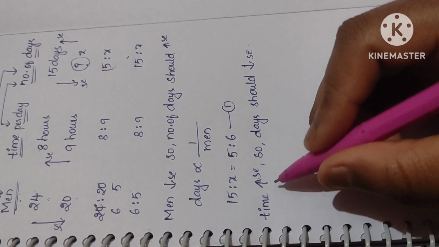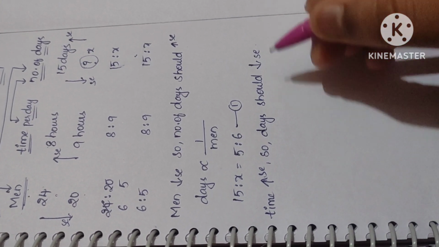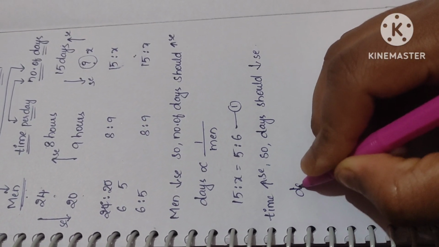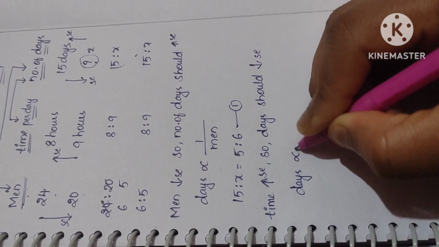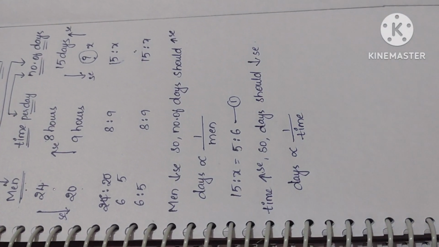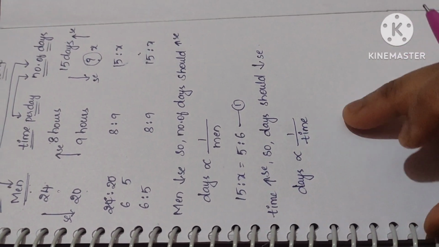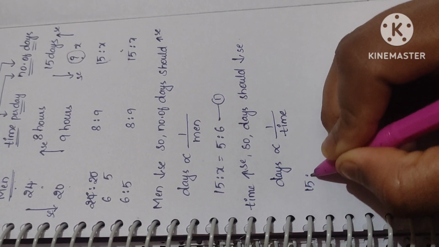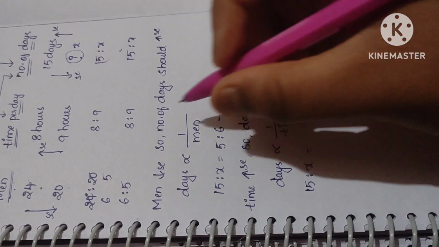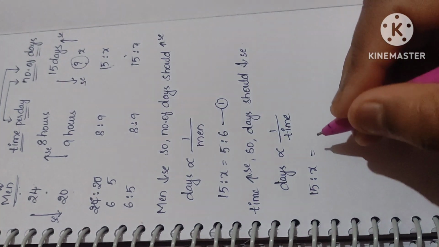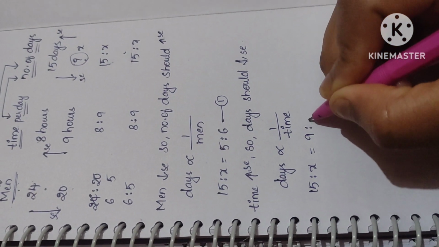So which proportion is this? One quantity increases and another quantity decreases. Obviously inverse proportion. So we can write days is inversely proportional to time. Again we take the ratio like this. For days, what is the ratio? 15:x equals, for time, what is the ratio? 8:9. But here we get inverse proportion, so we write the reciprocal ratio of 8:9, that will be 9:8. Let's take it as equation 2.